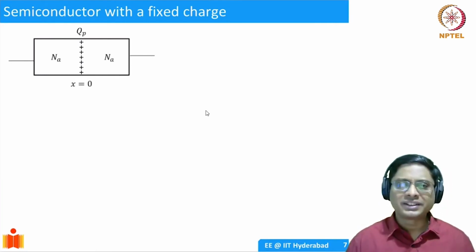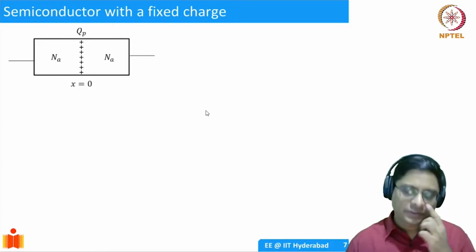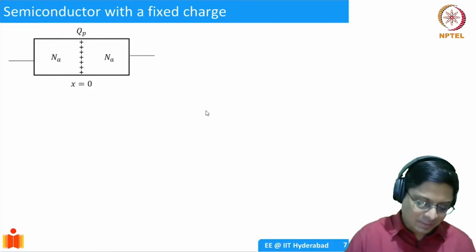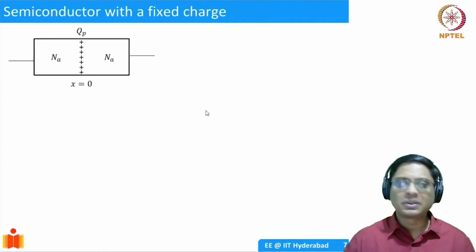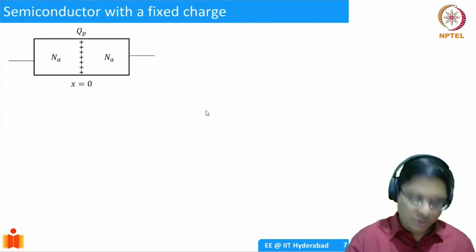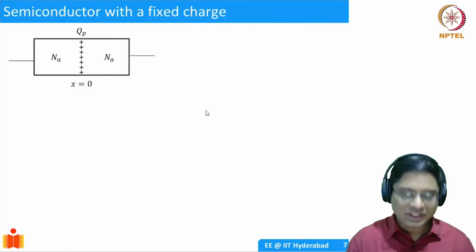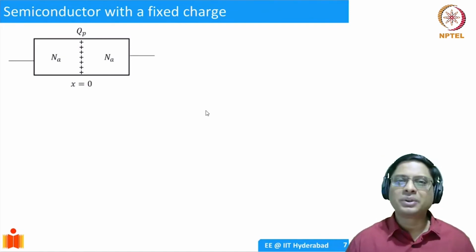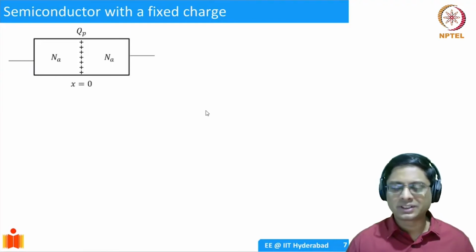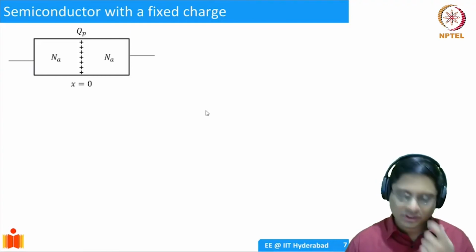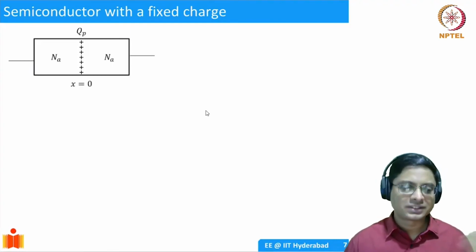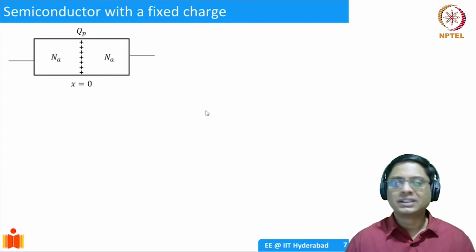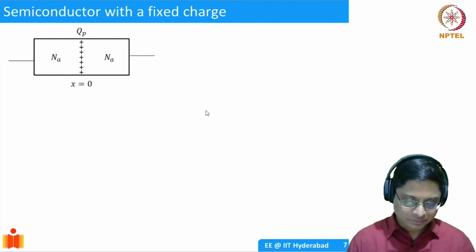You have a piece of semiconductor, and somehow there is a fixed charge in it. Let's say it's a p-type semiconductor, and somehow a fixed amount of charge, Q_P, is inserted into the semiconductor. It can happen during a growth process, say you're growing a crystal in an MBE. Or maybe it's exposed to some radiation, there is damage to the crystal, and then there is some fixed charge at a point. This can happen experimentally also.